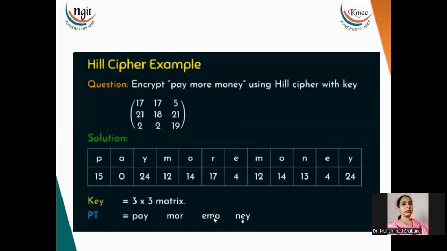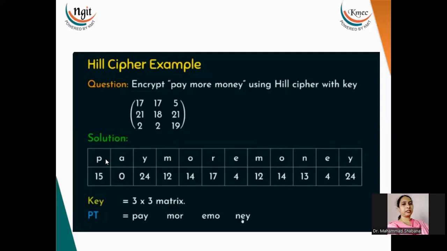Let us discuss an example here. We will take the question: encrypt PAY MORE MONEY using the Hill cipher with the key. Here we are taking the alphabet numbers: A is 0, B is 1, C is 2, so A, B, C are 0, 1, 2, like this.